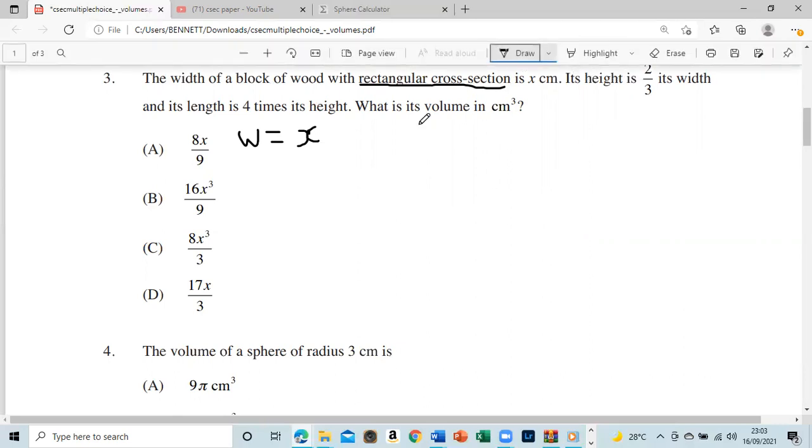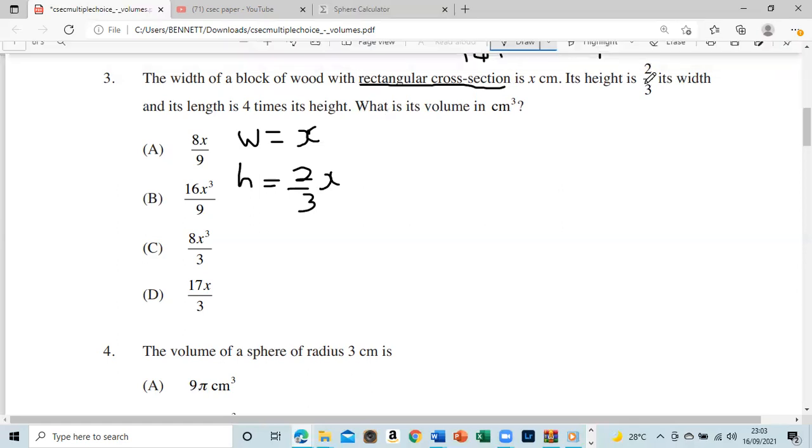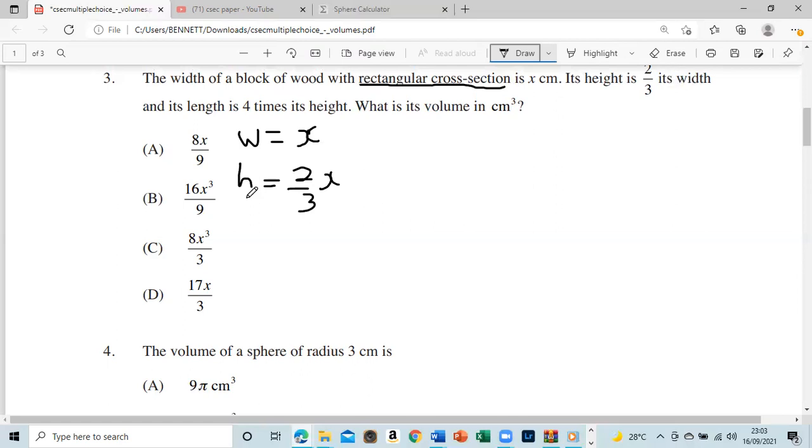Its height. So the height now is 2/3 its width. So it's 2/3 x. That's the height, right? No, its height is 2/3 its width. Yeah. So now let's take out the length.